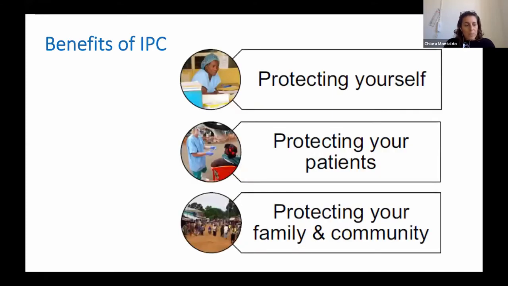So, as we say, so many people are at risk. These same people who are at risk are also the potential people benefiting from a good IPC implementation. So if we manage to implement good IPC, we protect ourselves as healthcare workers, we protect our patients, and we protect our family and community. And this is really the main message that I want to give you today. So to implement often simple procedures can really have a great benefit, not only inside the hospital, but also outside.